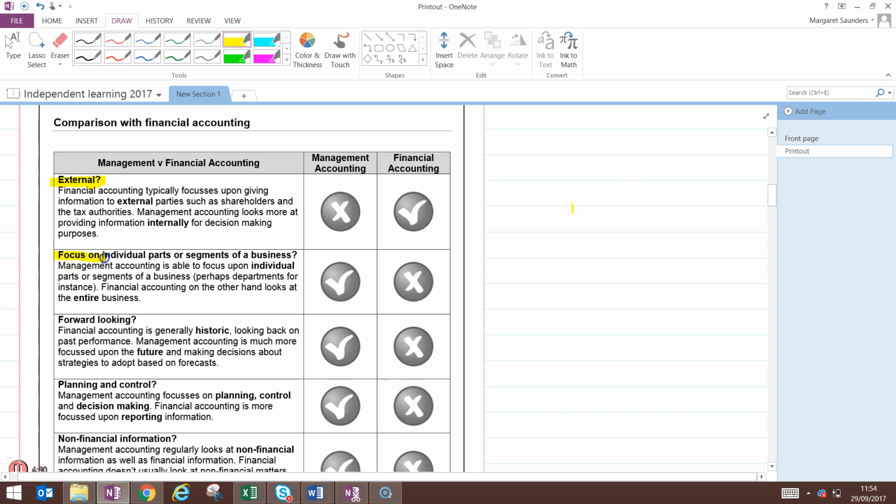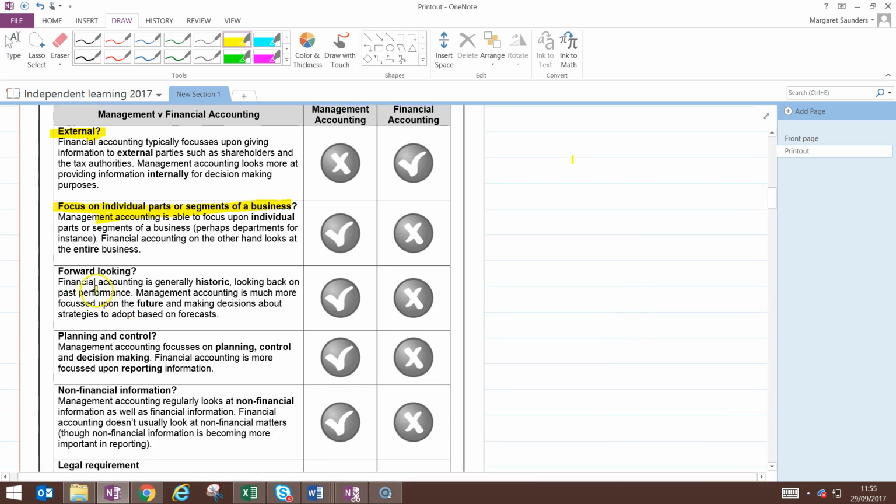Secondly, focusing on individual parts or segments of a business. Management accounting will do that. For example, you may be making a decision upon producing a particular product. You may be looking at the production department. You may be looking at the sales department. So just focusing on a particular aspect. Whereas a financial accountant is concerned on reporting on the performance of the entire business.